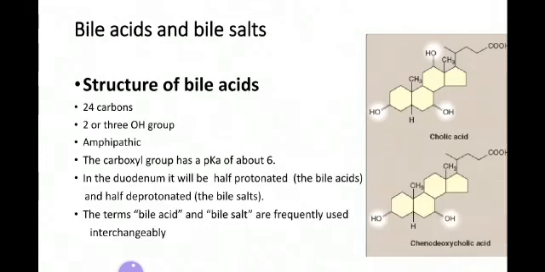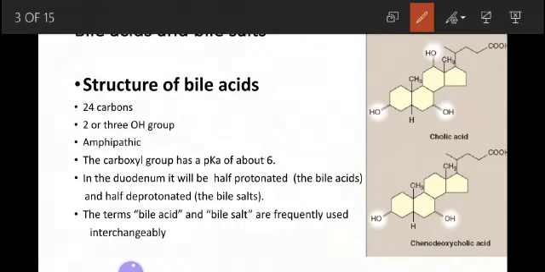The cholesterol, as I have told you before, the main source of excretion of cholesterol is in the form of bile acids. So first of all, we'll go through what is the structure of bile acids. They are 24 carbon compounds. The bile acids are cholic acid and chenodeoxycholic acid.